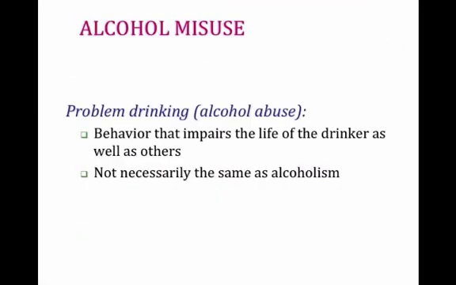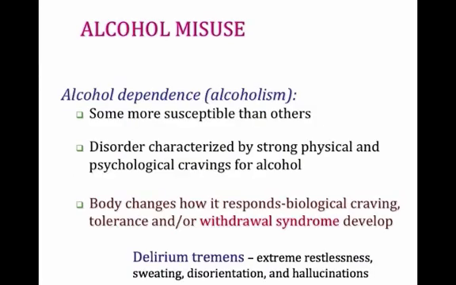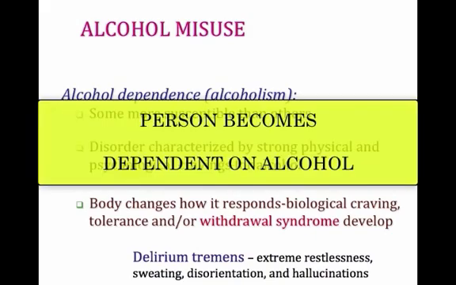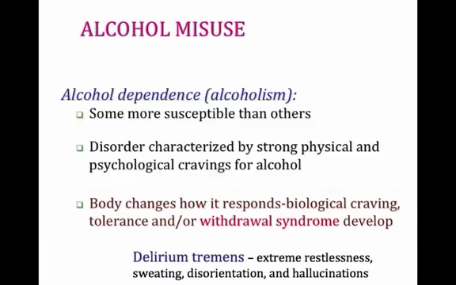Problem drinking is a behavior that impairs the life of the drinker as well as those who are around that drinker. It's not necessarily the same as alcoholism, but it is a type of alcohol abuse. You don't have to be an alcoholic to have problem drinking. But alcoholism is when the person becomes dependent on alcohol. Some may be more susceptible to alcoholism than others. There is a genetic susceptibility to alcoholism.